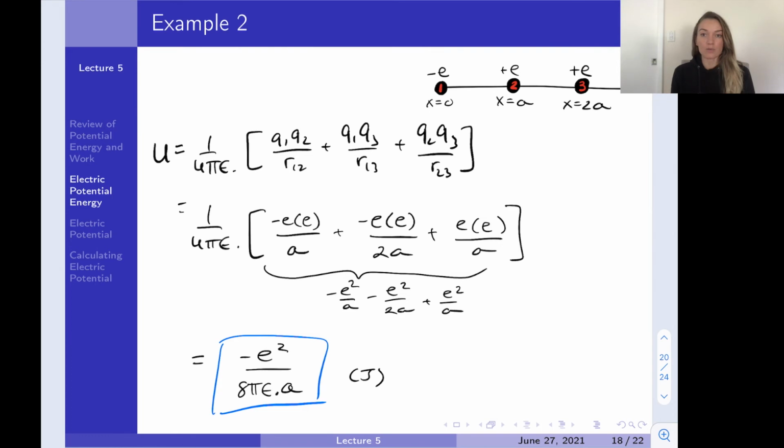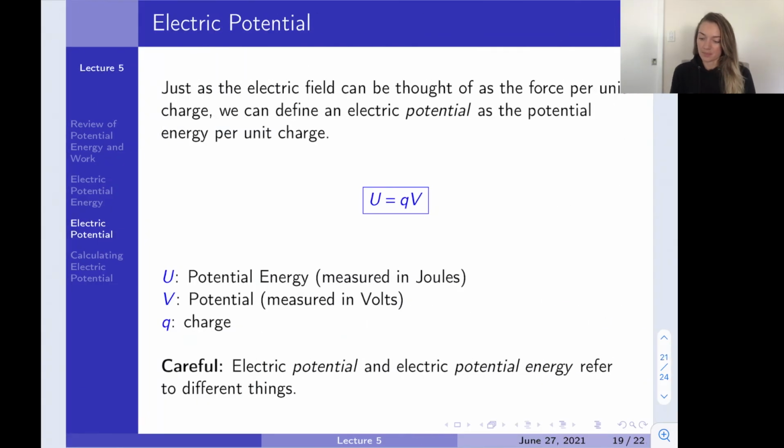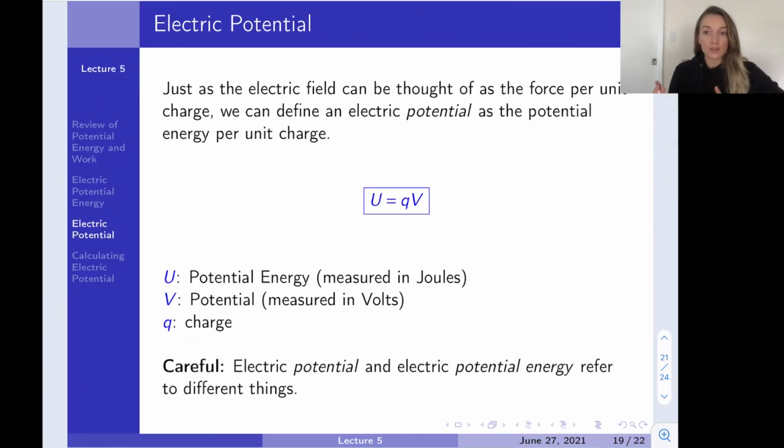So now let's move on to electric potential. Just as the electric field can be thought of as the force per unit charge, remember the units of electric field were newtons per coulomb, we can define the electric potential as the potential energy per unit charge. Our electric potential we denote as V, and it's measured in volts. Our potential energy is in joules, denoted U, and the charge in coulombs is Q.